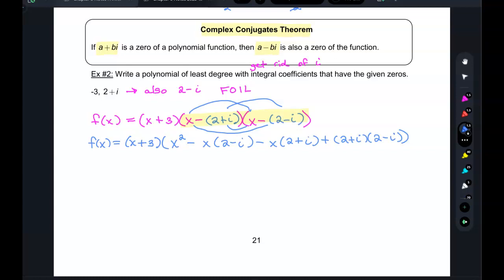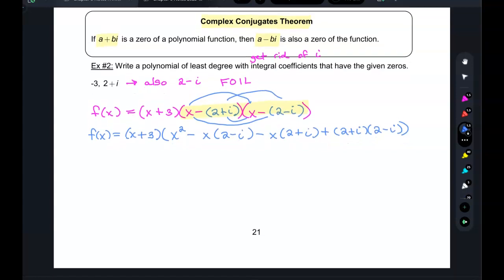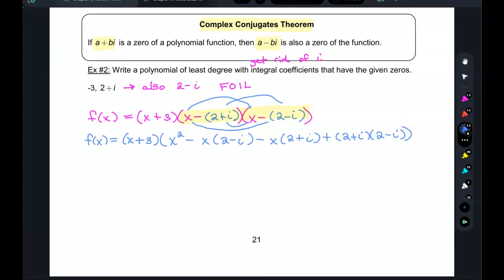Why do I do 2 plus i and 2 minus i? Oh, okay, I see. Is there a foil inside of that foil? Yes, so we're going to have to foil what we just foiled. But it's easy because they are 2 plus i and 2 minus i. Super easy, easy peasy.